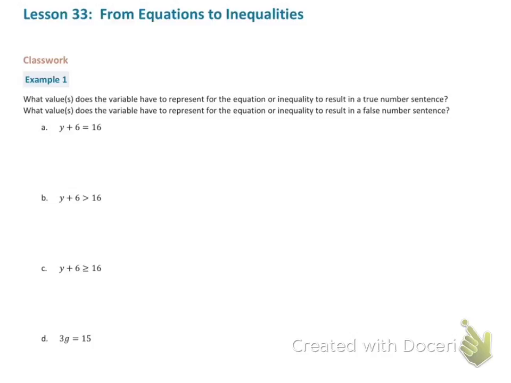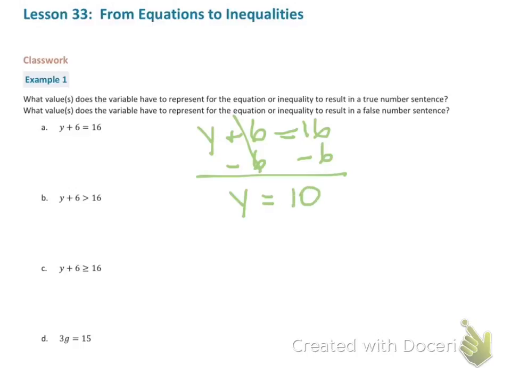So here we go. The first one's an equation, so a little reminder. I have y plus 6 equals 16. I want y to be isolated, so I'm going to undo addition with subtraction. And remember, whatever I do to one side, I have to do to the other side. That's balancing the equation. Positive 6 and negative 6 is 0, so I get y equals 16 minus 6, and the answer is 10. That's an equation, just like we've been doing the last week or so. All the rules that we talked about still apply.